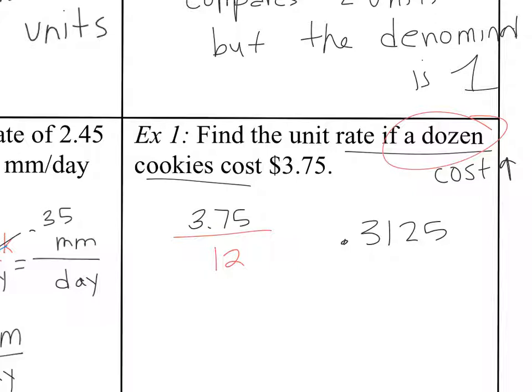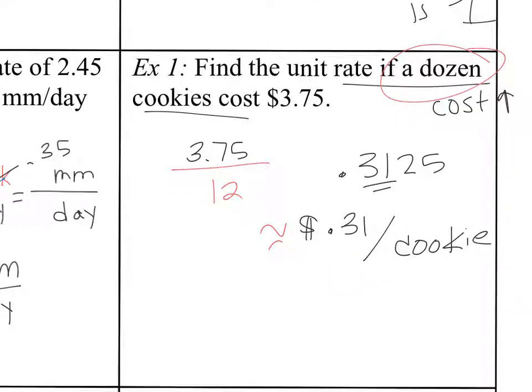But I want to round it. We're talking about money, so I'm just going to round it to 31 cents. So I'm going to write 31, but I need to write the unit, which is cost. I already have my money symbol. Cost per cookie. So it costs 31 cents a cookie. Now I round it, so I want to put approximately.